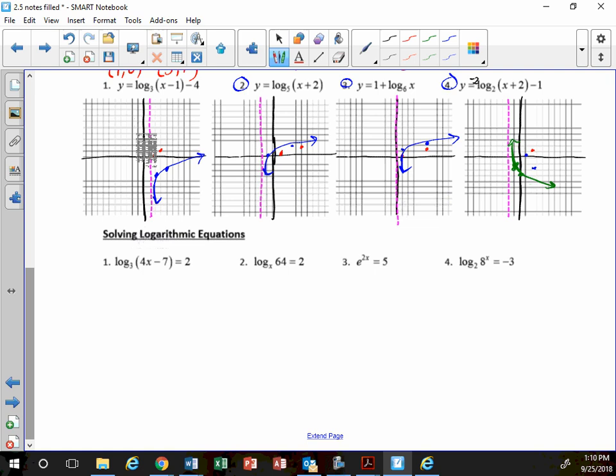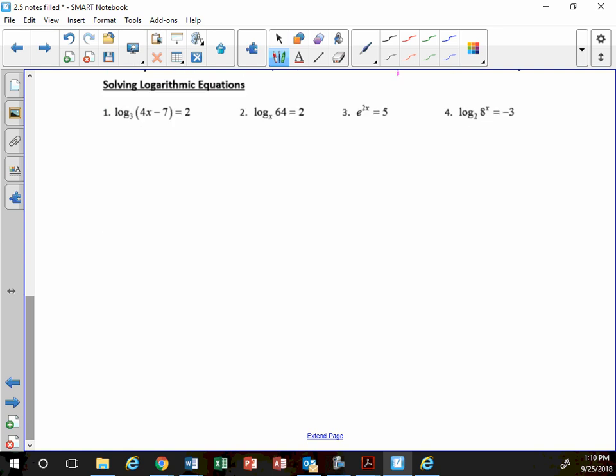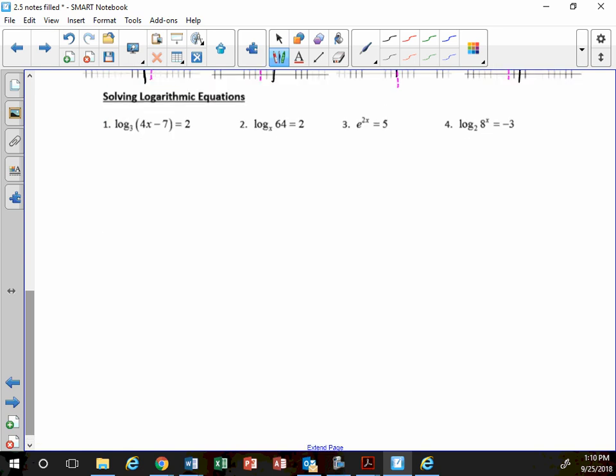All right, almost done, guys. So down at the bottom here, we're now going to solve some logarithmic equations. So let's look at number 1. Very similar to what we were doing. How would you rewrite it as an exponential equation? Yes, 3 squared equals 4x minus 7. So 9 equals 4x minus 7. We get 4.